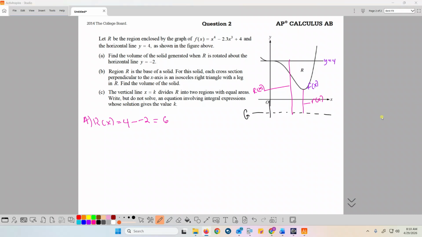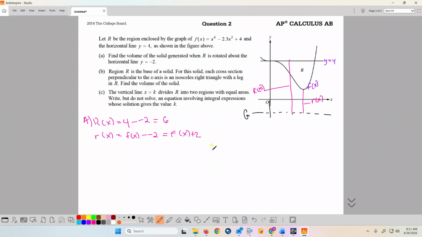And then from here, we can go into the little r. So little r is going to be f of x minus the axis of revolution, which again is -2. So I'm just going to put -2. And again, that minus with the negative becomes plus. So this means we really get f of x plus 2. I hope that makes sense so far.